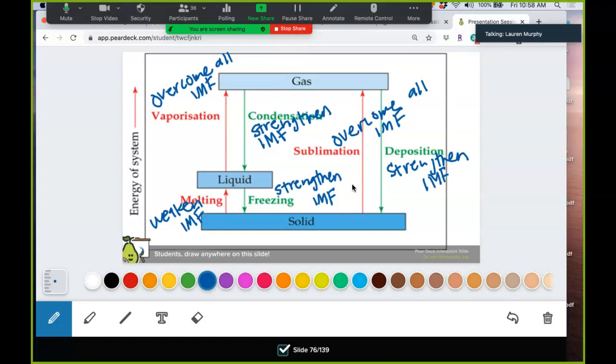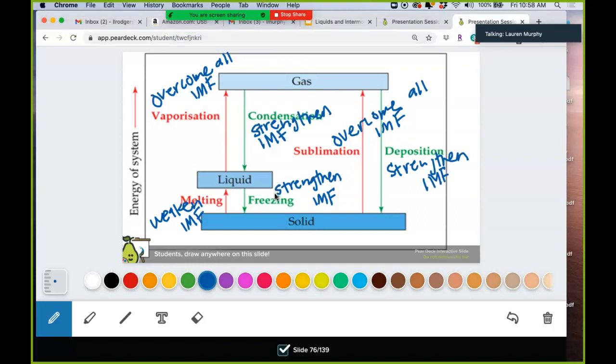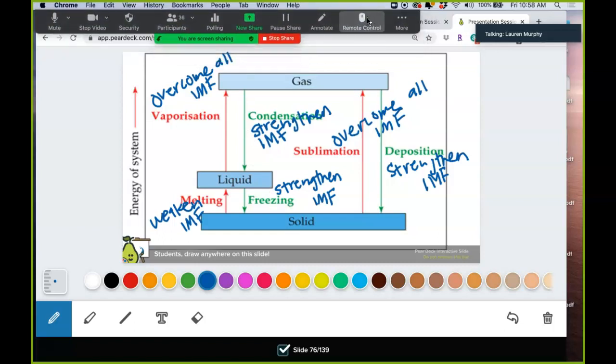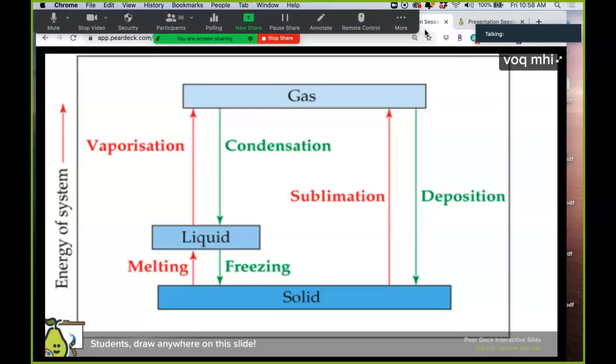Now remember, when we're doing these, we're not changing the identity of the substance. So we're not breaking bonds, we're breaking forces. If you're breaking bonds, you're doing a chemical reaction, not a physical change. Okay?